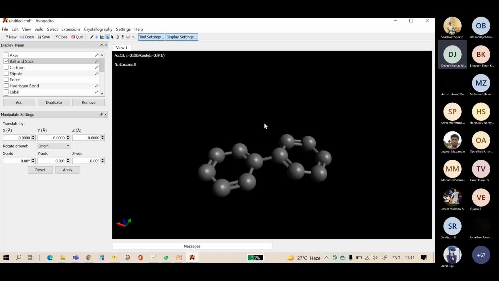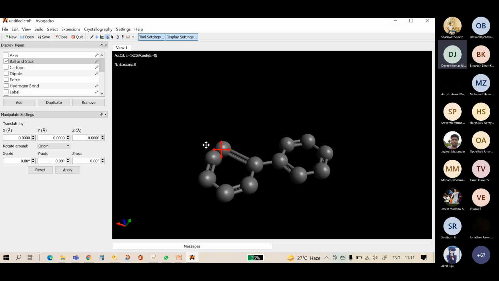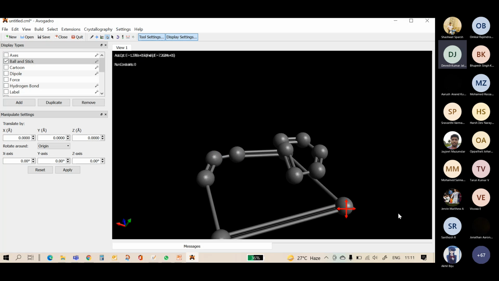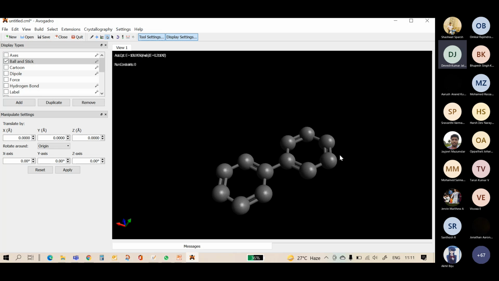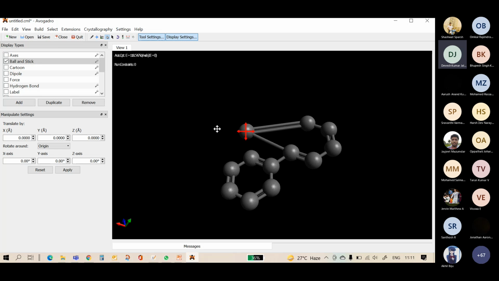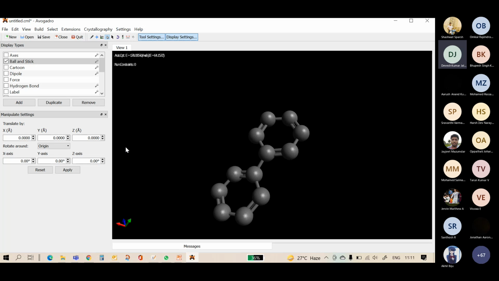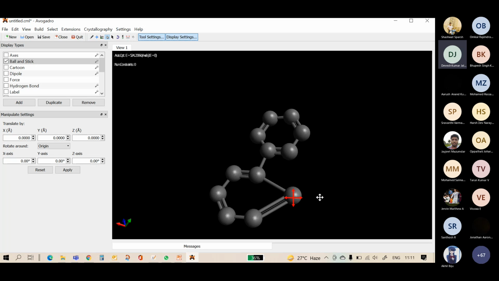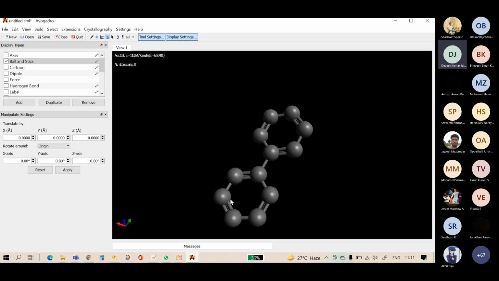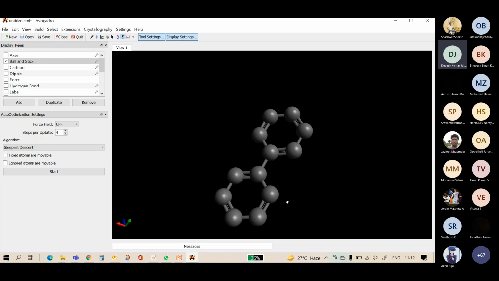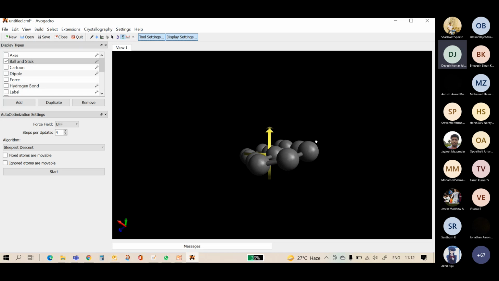So some random distortion you are introducing, you see, very beautiful, right? It's amazing how this algorithm works. So you can do this and then verify whether we are reaching the same conformation again and again. So now I'm stopping. Let's see. You see, more or less the same, right?